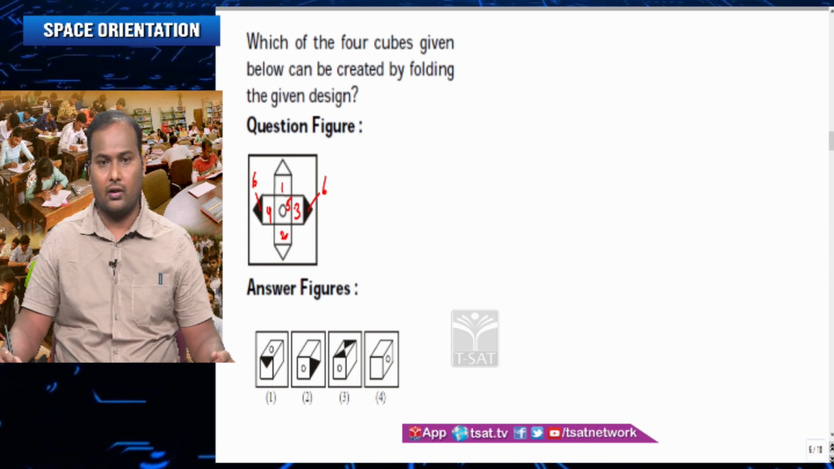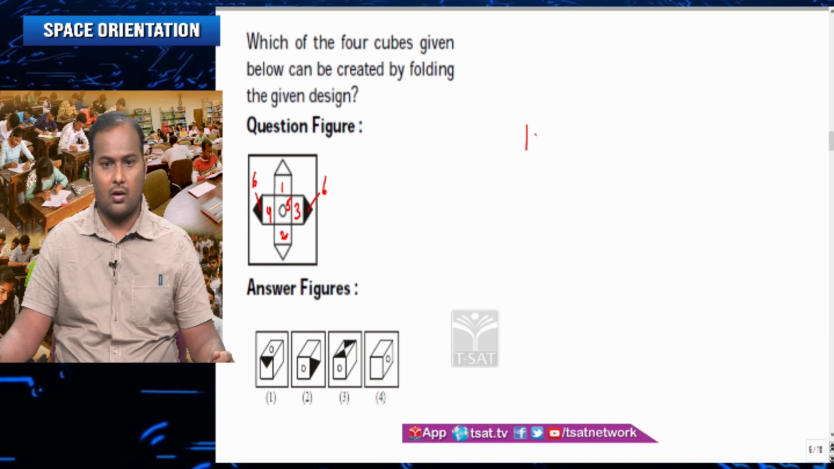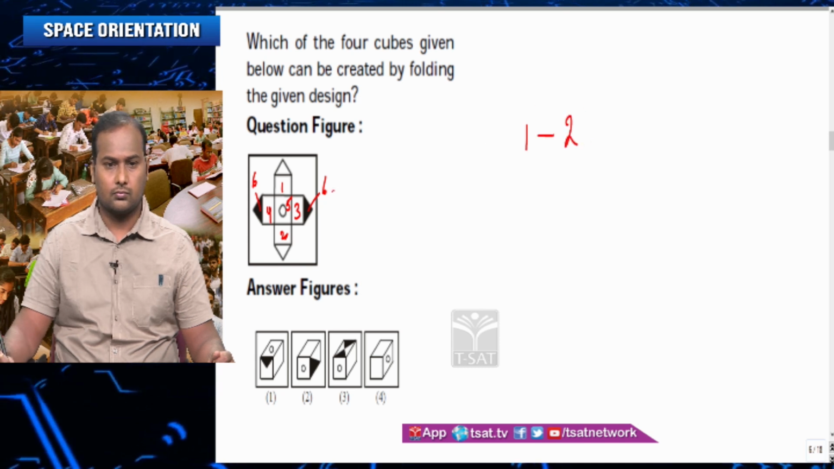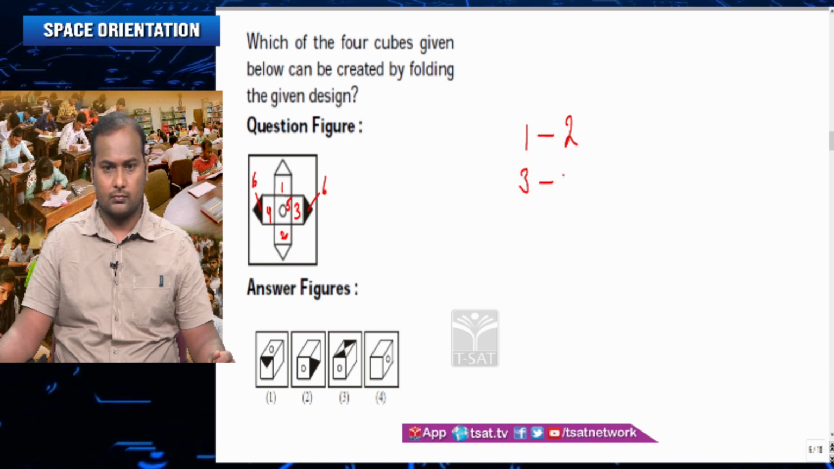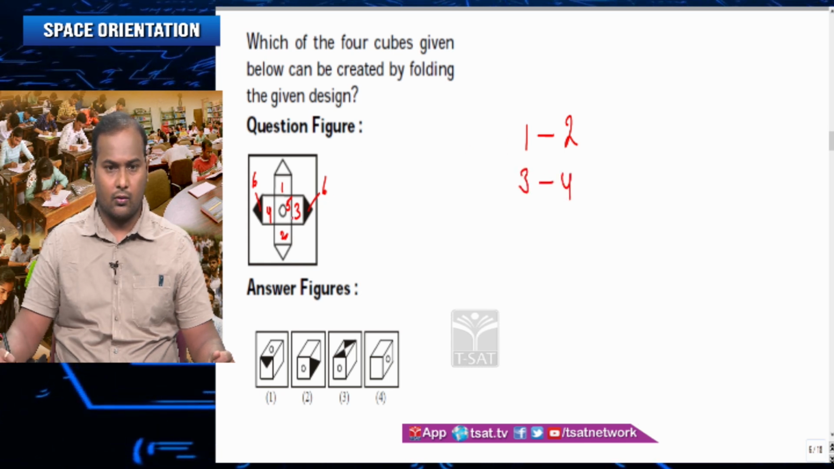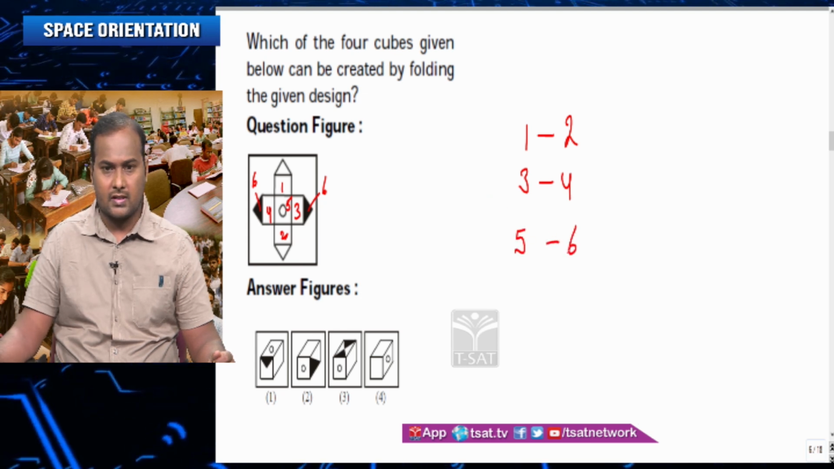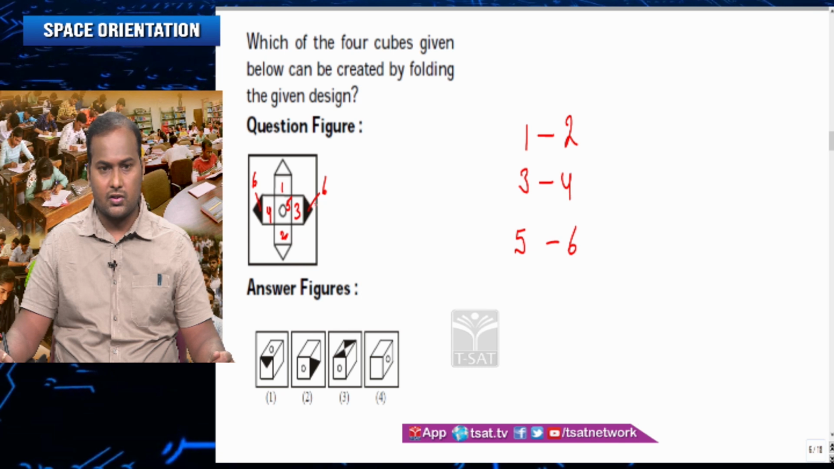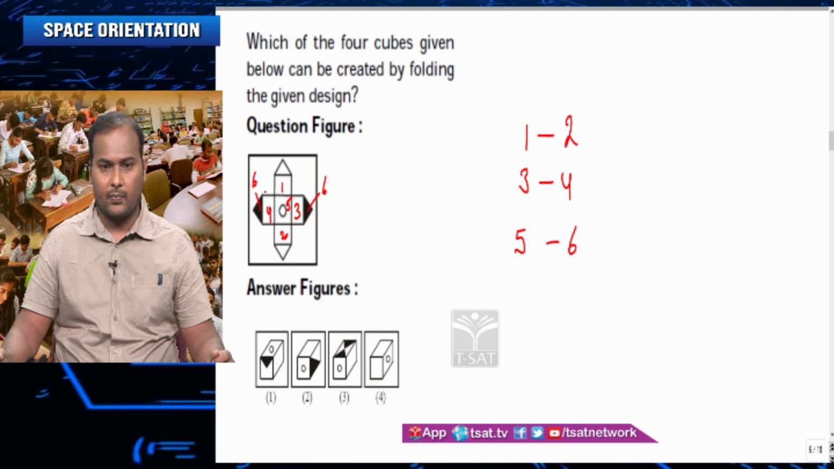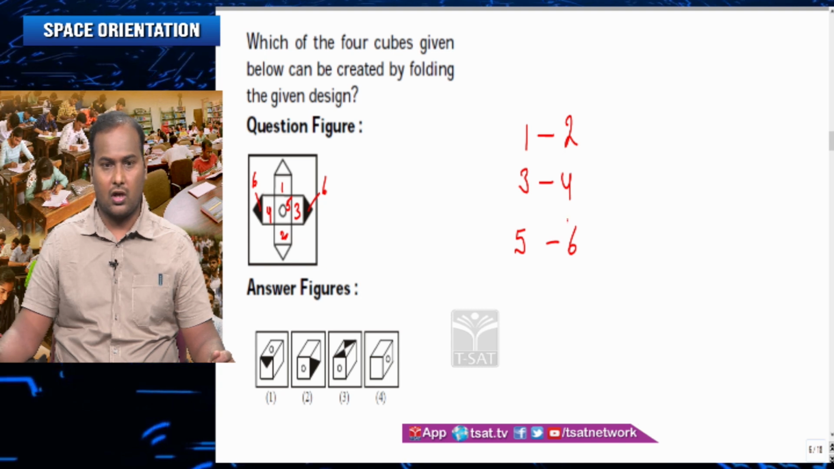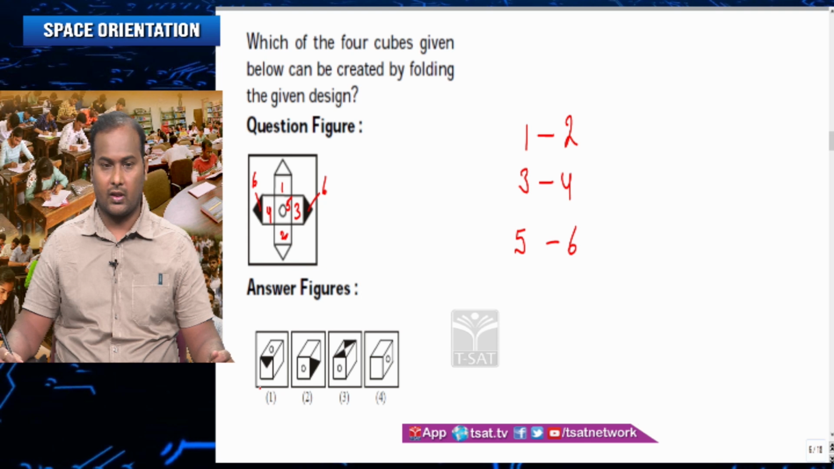Now you try to find out the opposites. So what are the opposites here? So 1 opposite 2, in the same way 3 opposite 4, in the same way 5, which is a circle face. So 5 is opposite to 6. What are 6? These two dark ones that are present on the right side and left side. So once you know the opposites, now you find out which of the given options is correct.